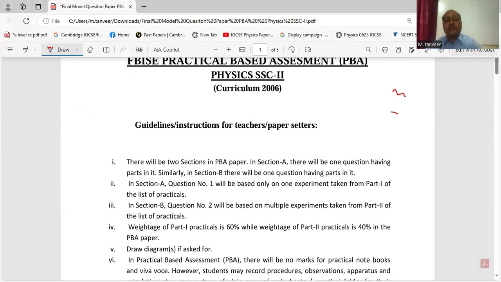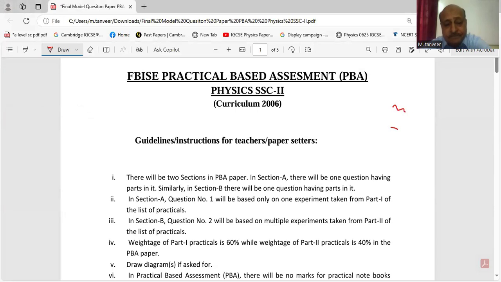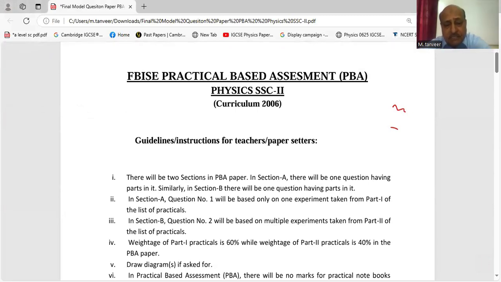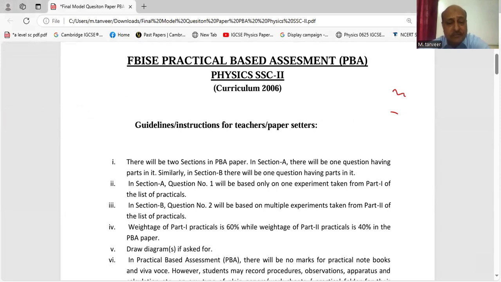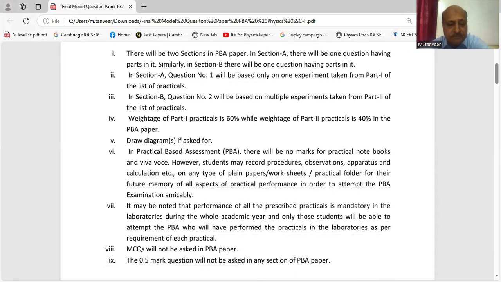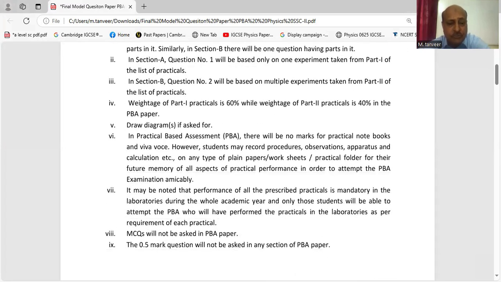This is the notification of the Federal Board, with guidelines and instructions for teachers and paper setters. There will be two sections in the PBA paper. In Section A, there will be one question having parts in it. Similarly, in Section B, there will also be one question with parts in it. This notification is available on the website of FBISE. There will be no MCQs in this paper.